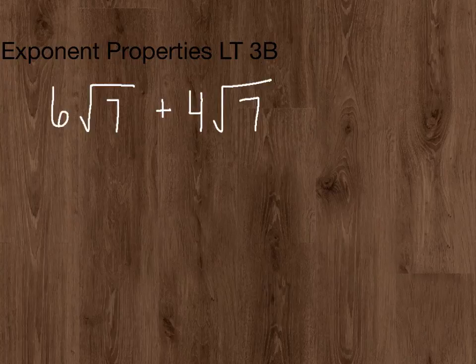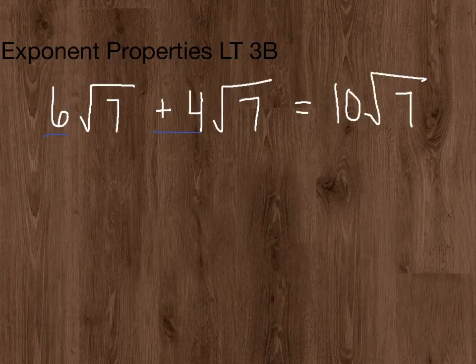We're going to look at Exponent Properties LT 3b, which has to do with simplifying radicals. We type in the square root of 7 into our calculator and we get a decimal, so we just leave it how it is. Remember, when we are adding or subtracting radicals that have the same bases, we keep that the same and we just add the outside numbers. So I'm going to do 6 plus 4. 6 plus 4 is 10, and like I said, I keep my square root of 7 the same.